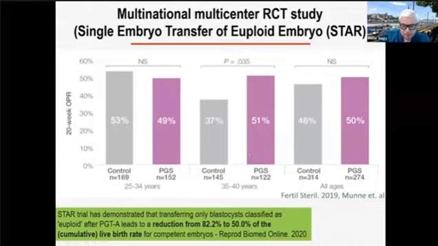Now, this study data was used by another group who published their findings, trying to establish what was the result of that study on the patients. And they have published this in Reproductive Biomedicine Online only just a couple of weeks ago, saying that if you did PGTA in this patient population in the STAR study, that led to a reduction from 82 to 50% of the cumulative live birth rate for competent embryos.